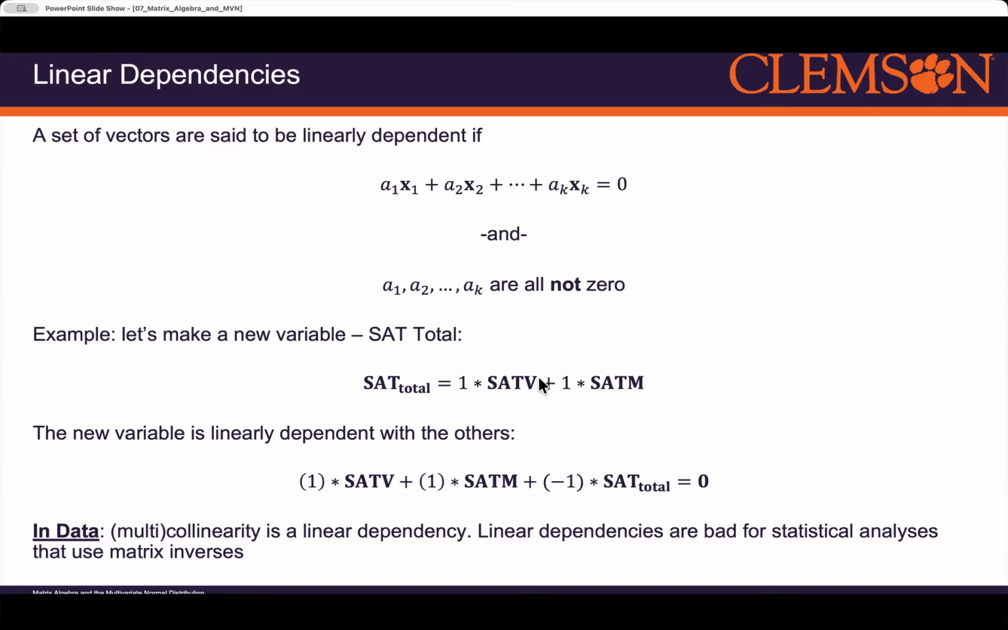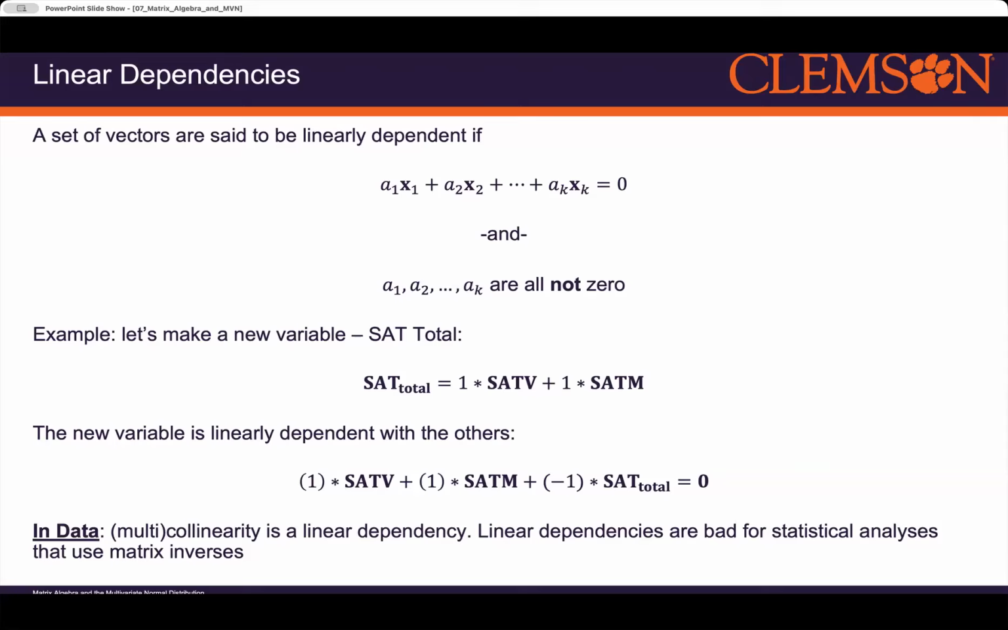So that's our scalar. We just sum those up. The new variable is actually linearly dependent with the others, right? So if we did a little algebra, let's say we subtract SAT total from one side, we can see now we have SAT math times 1, SAT verbal times 1, and then -1 times SAT total. If we do this math, we add these together, right? We get 0, right? Now this 0 is in boldface. That is something we call the 0 vector, right?